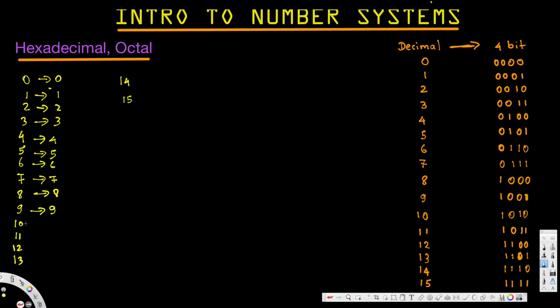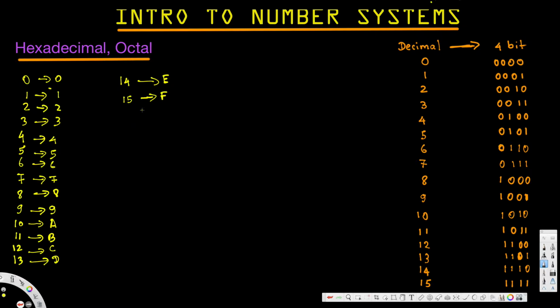After 9 it's going to start with alphabet letters. 10 is going to be A, 11 is going to be B, 12 is going to be C, 13 is going to be D, 14 is going to be E, and 15 is going to be F. So this is a conversion from decimal to hexadecimal. This is how we translate a decimal number to a hexadecimal number.